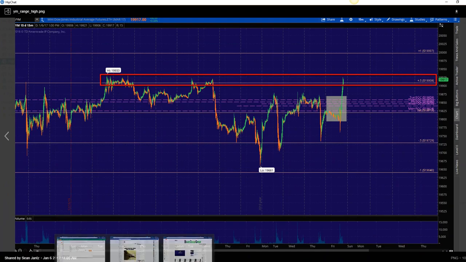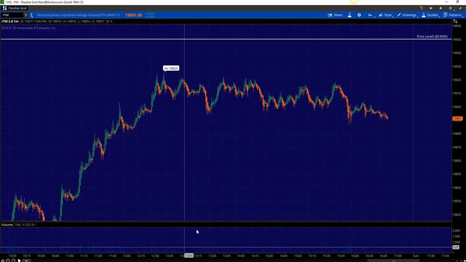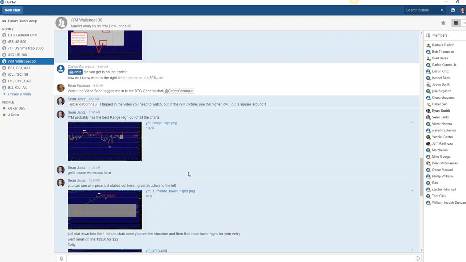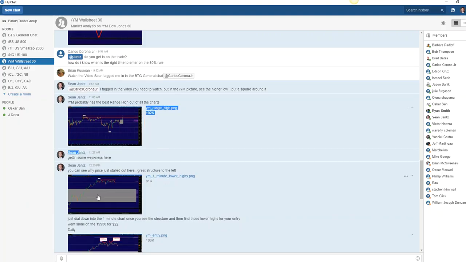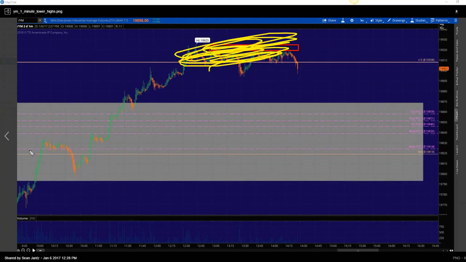I know you probably don't have a lot of screens like I do, or you're probably busy. So I'll be looking for a lot of these opportunities for you. You know, I said we're getting some weakness here, and then I even highlighted the 1 minute lower highs. I'm like, let's rock and roll, right?